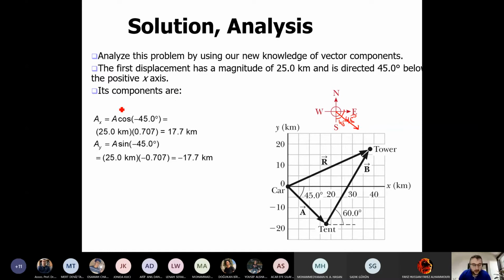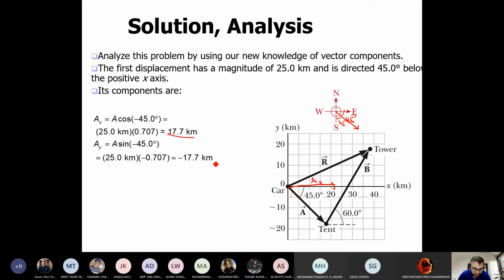So you must calculate the components. There are two components of the vector A. Let's say this is A, for the first path. There are an x component and a y component. How can you calculate the x component? By multiplying A by cosine 45, and A cosine 45 gives you 17.7 kilometers.